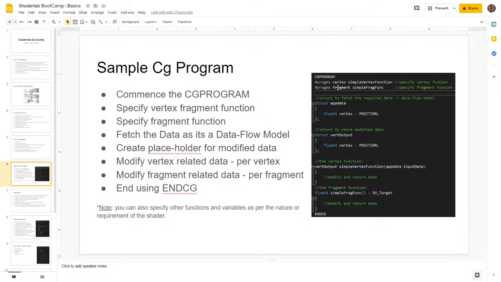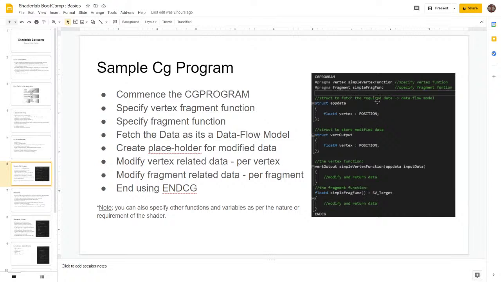Your preprocessor directive here tells the compiler, not basically the GPU, but the compiler, to assign the simple vertex function, which is a name or a string that we have written, to the vertex shader or the vertex function. Similarly, for the fragment function, we do the same thing. We can give any string possible and assign it to the fragment function.